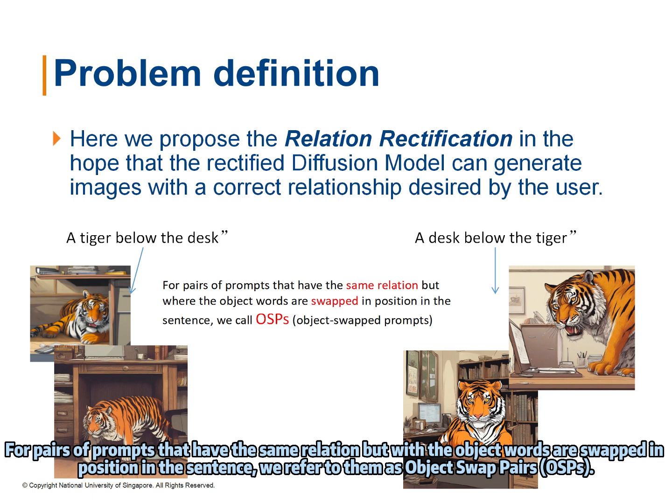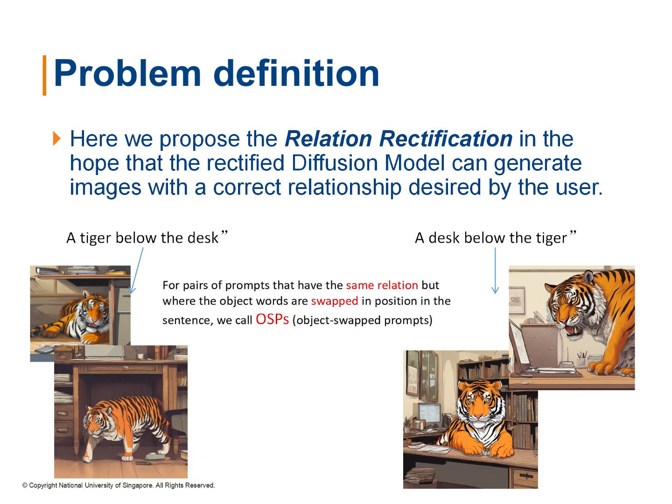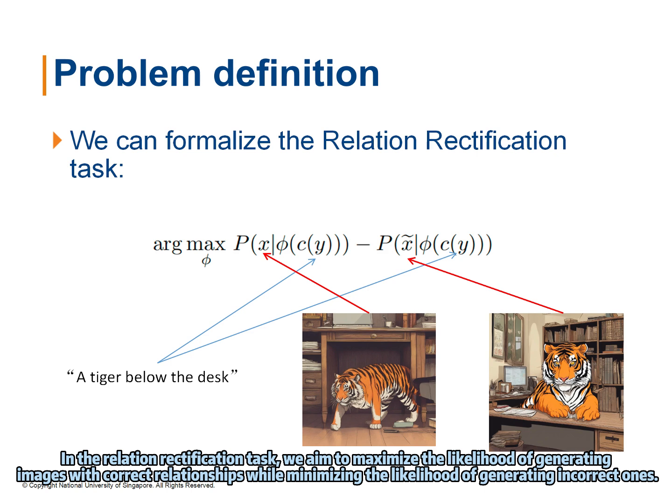For pairs of prompts that have the same relation but where the object words are swapped in position in the sentence, we refer to them as object swap pairs. In the relation rectification task, we aim to maximize the likelihood of generating images with correct relationships while minimizing the likelihood of generating incorrect ones.